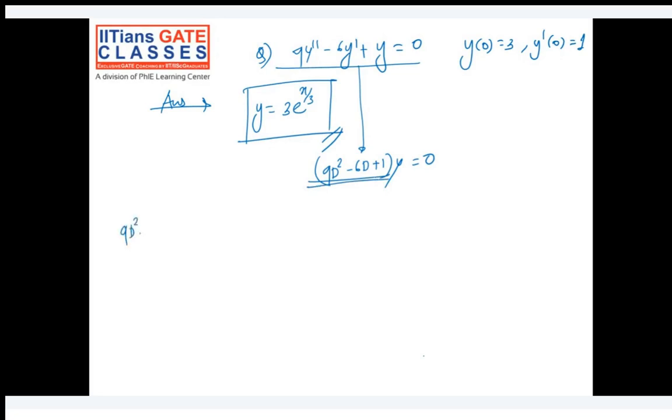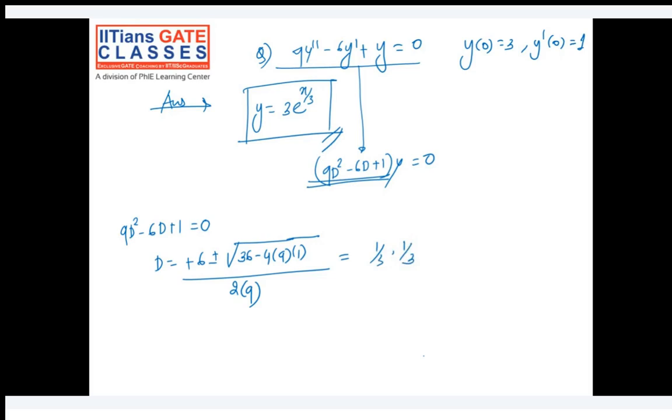Okay, the D can be solved by using the formula minus b plus or minus under root of b square minus 4ac, divided by 2a, which will end up with 6 plus or minus 0, root 0 is 0, so 6 divided by 18, that is 1 by 3. So roots are 1 by 3 plus 0 and 1 by 3 minus 0, so 1 by 3 and 1 by 3 are the roots. Okay, so roots are real and repeated. So the CF part will be, or y is equal to c1 plus c2x times e to the power x by 3. This is the solution.